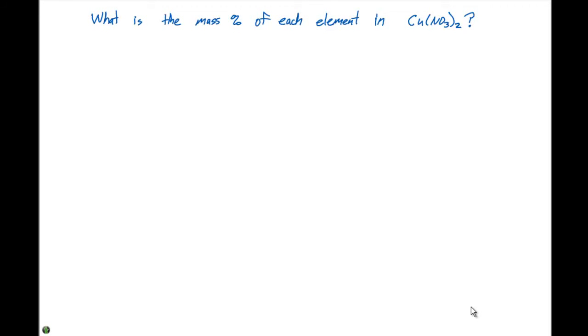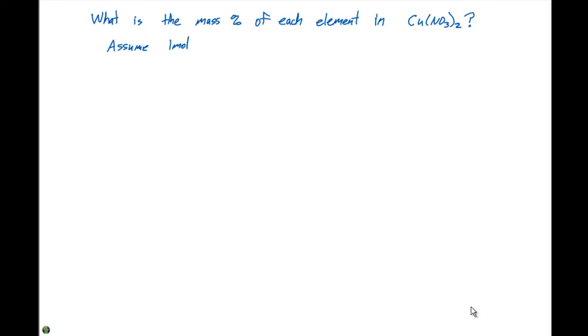So here we're asked, what is the mass percent of each element in copper(II) nitrate, which is Cu(NO3)2? We've already talked about molecular weights and how to calculate them, and we're going to need the molecular weight to solve this problem.